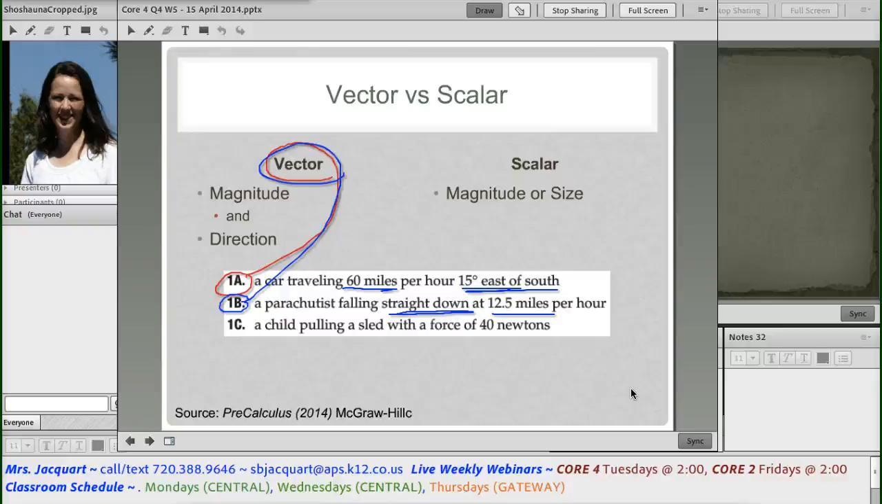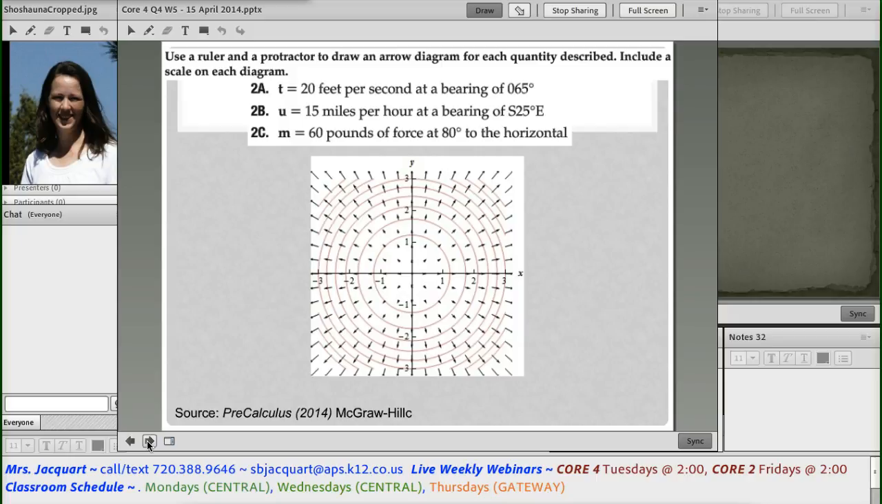And then a child pulling a sled, and it's just saying pulling at a force of 20 newtons. So that would just be our scalar. Now, if we said that they're pulling south, east, west, giving a direction, then it would become our vector. Okay, so vectors are kind of fun to draw, and recognizing how to say something is kind of cool too.